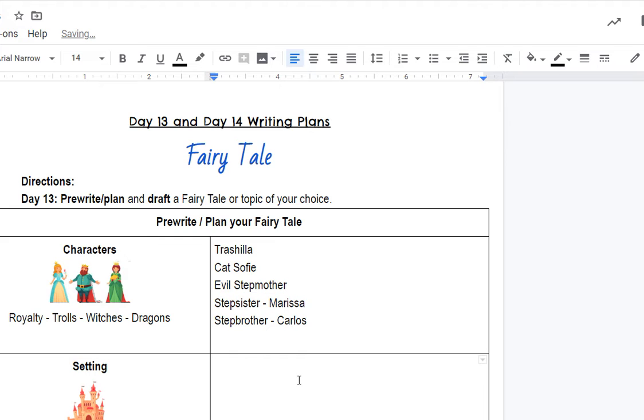The setting is going to be in a grand castle in the town of Sparkleton.